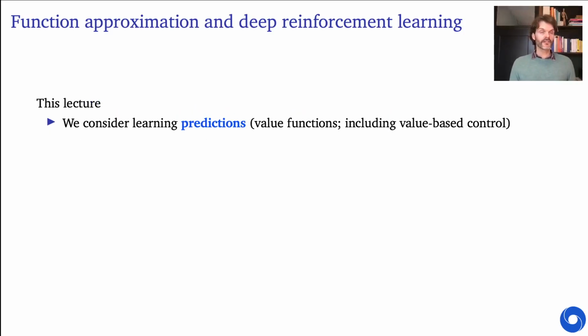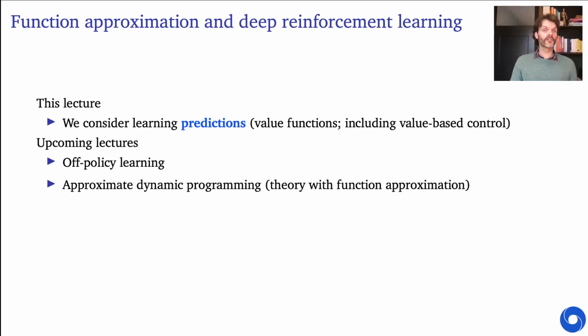So in this lecture, we'll concretely consider predictions, so value functions, including some value-based control, so using these predictions to come up with policies. In upcoming lectures, we'll talk more about off-policy learning, approximate dynamic programming, which is the term we use to refer to this more generic field of study, where we're not necessarily sampling, but we're just considering what if you have approximations in your dynamic programming algorithms. This could include sampling, this could include function approximation, but it could also be from other sources potentially.